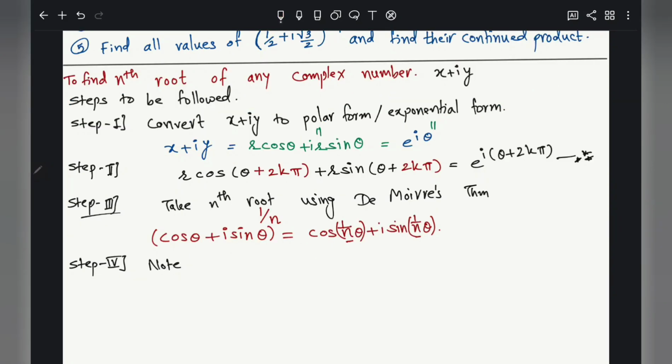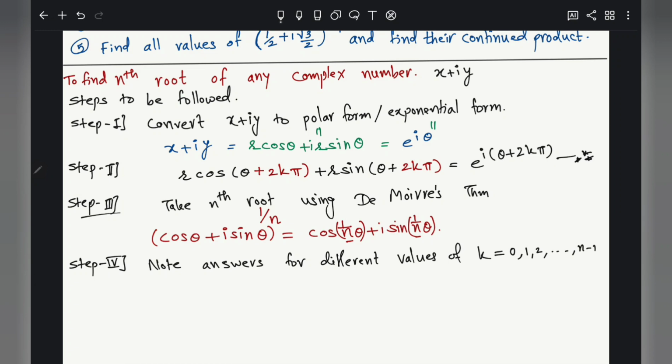And after that, the last step is note the answers for different values of k. So you will get different values or different answers for only n values of k, that is 0, 1, 2, like this up to n minus 1.